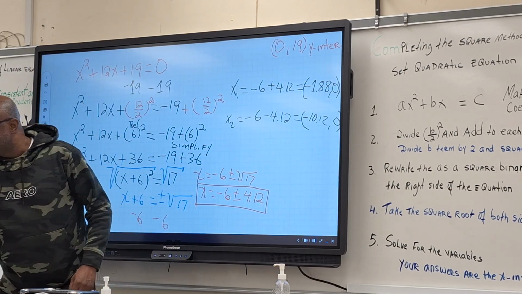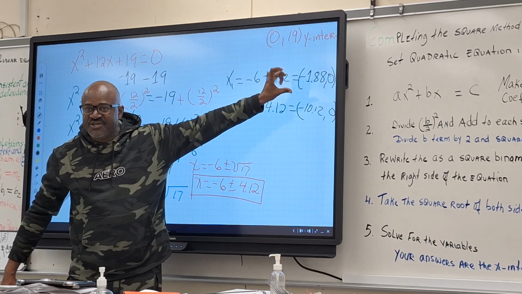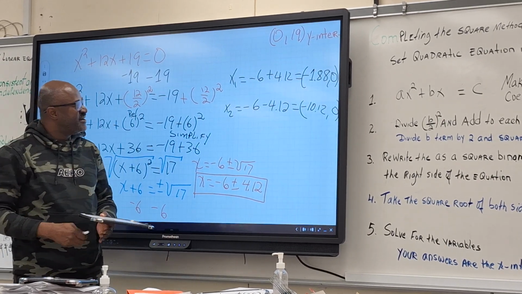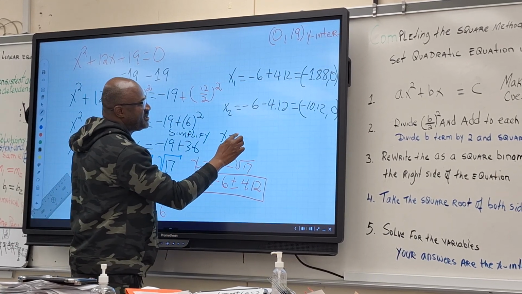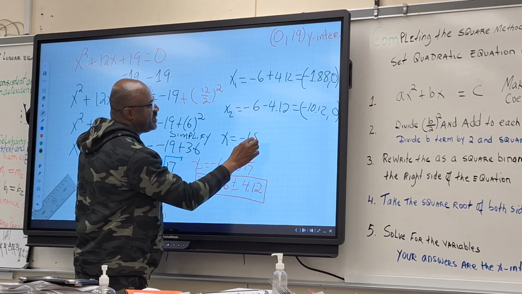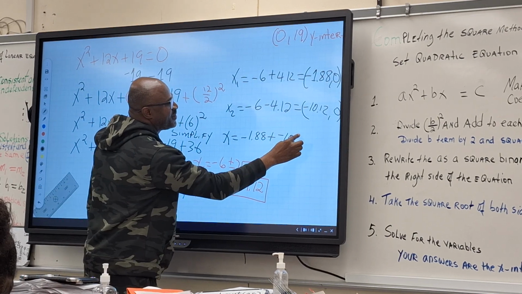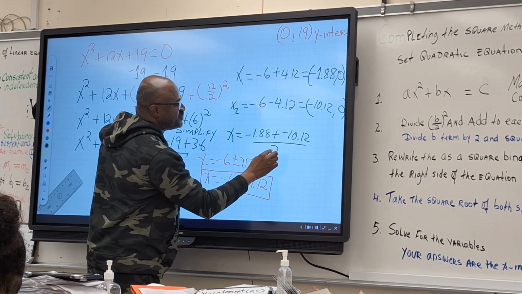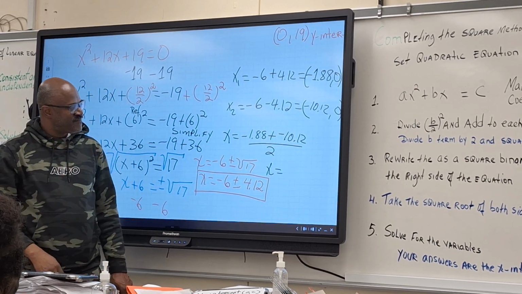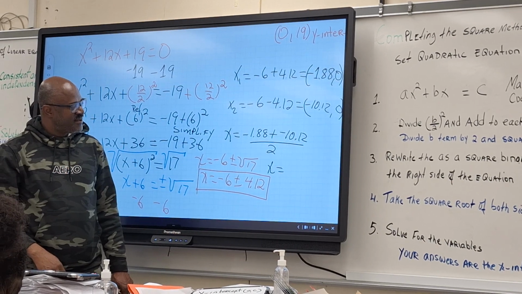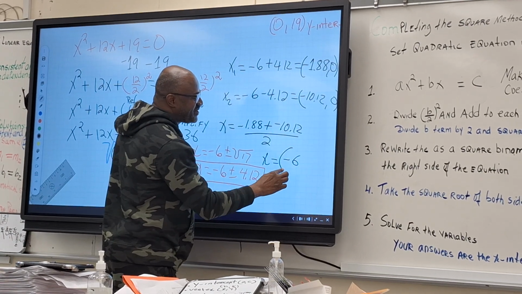From last lesson, we claimed that if we find the average of those, that will give your x-axis of symmetry, right? What will be the sum of that? If we add them up, your x-axis of symmetry will be negative 1.88 plus negative 10.12, divided by 2. That will give your x-axis of symmetry in this case, which is what? What do you end up with? Negative 6. That's the x-coordinate of the vertex.